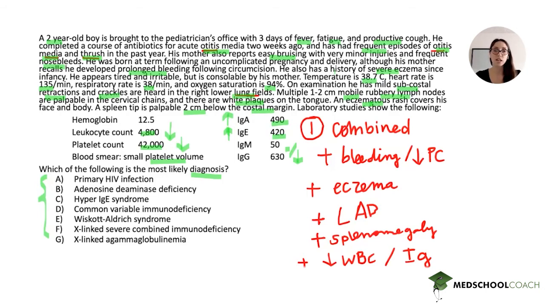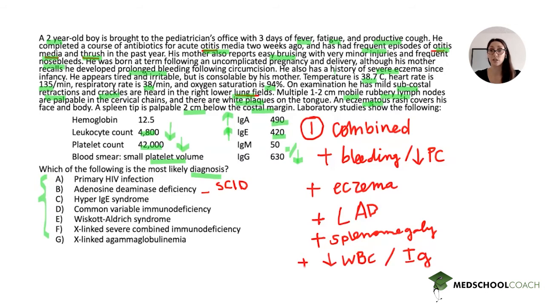So primary HIV, that could be combined, so we'll leave it. Adenosine deaminase deficiency. So you may not know which one this is referring to, but you should. This is corresponding to SCID, which is severe combined immunodeficiency. This is one of the deficiencies that can cause SCID. So we'll leave that there. That could be combined.